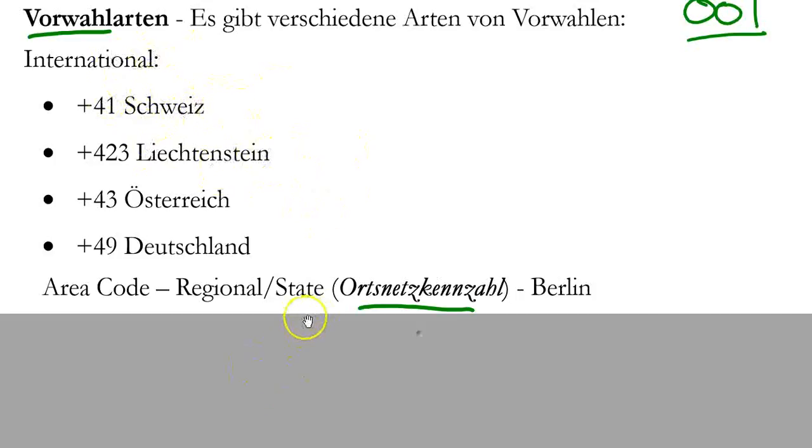The other area codes that are regional or state, or your Ortsnetzkennzahl, are based on your region. So, like in the United States, if you are in the Chicago area, it's different. If you're in Dallas, it's different. If you're in New York, it's different. So that's the same in Germany.